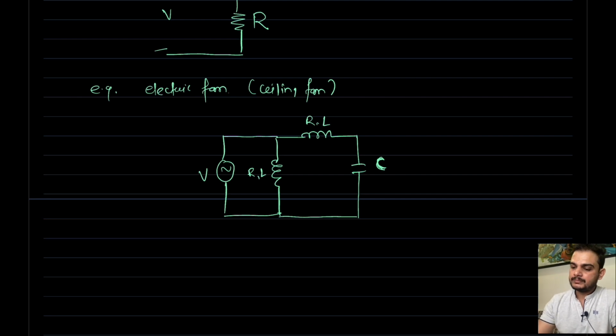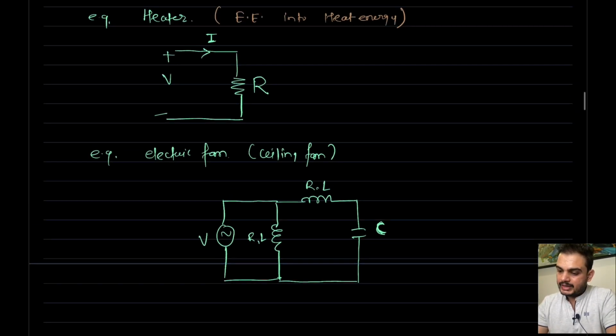But in case of our heater, that heat is what? Useful energy or non-useful energy? It is useful energy, because at the output we need heat energy. That's why in case of a heater, the heat energy is considered useful energy.